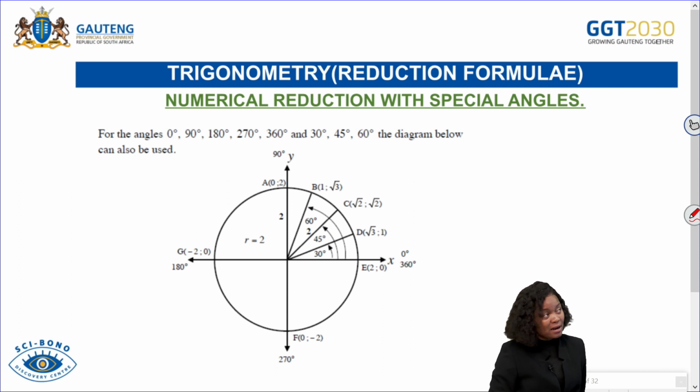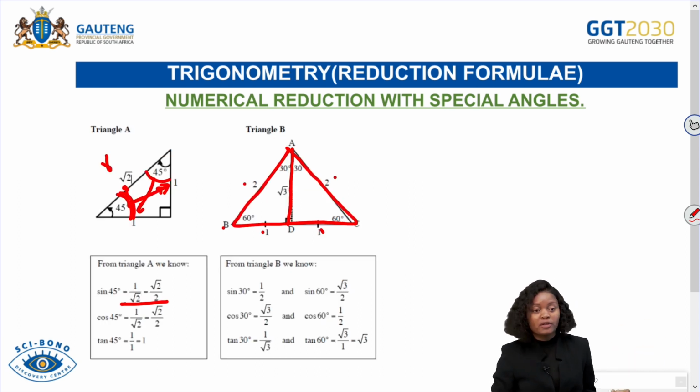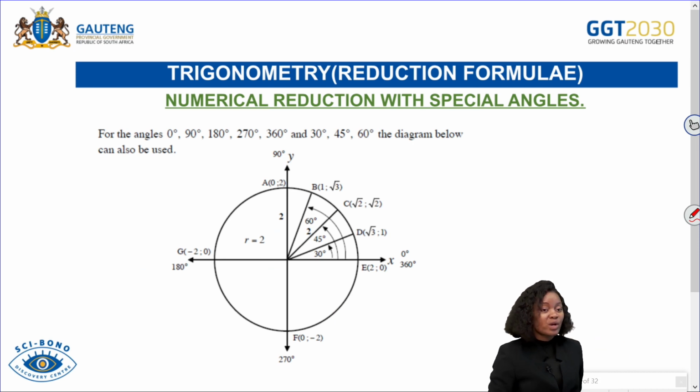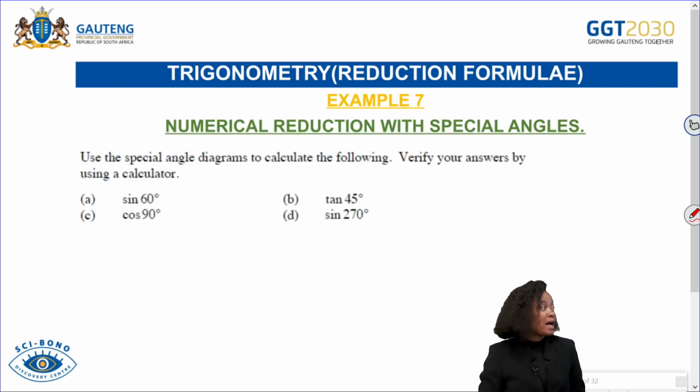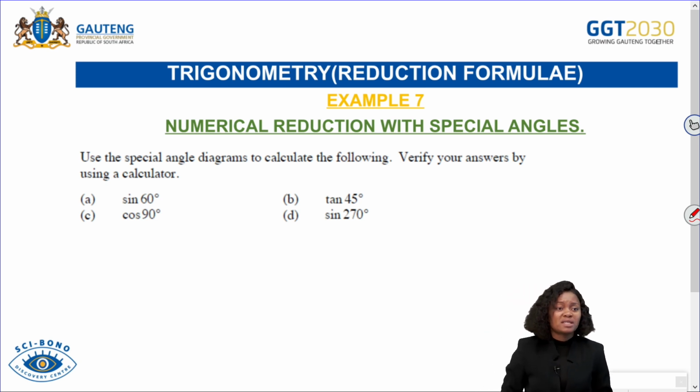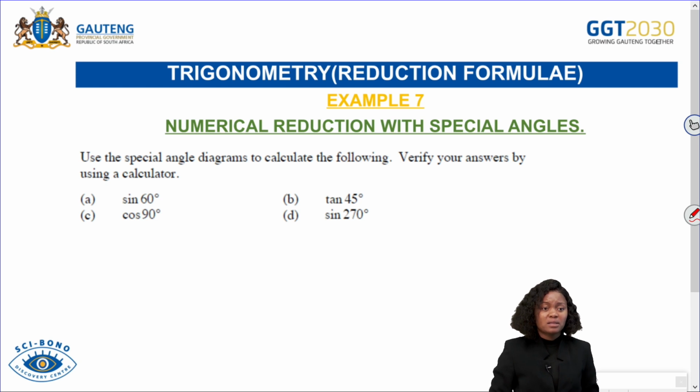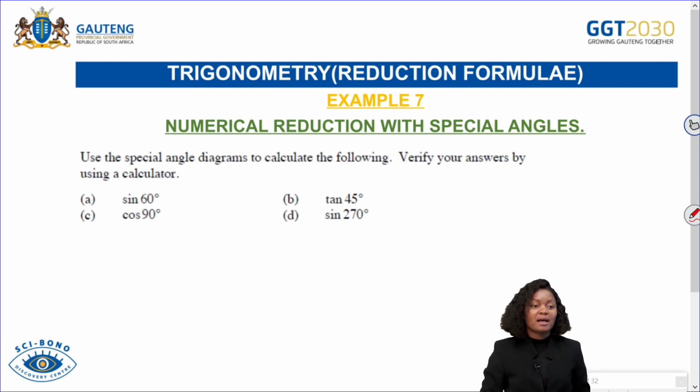So this diagram as well, you need to understand it, but we're still talking about the special angles. If you understand the triangles better, or if you understand this diagram better, it's still fine as long as we all get the same answers. So let's look at example 7, which says, use the special angle diagrams to calculate the following. Verify your answers by using a calculator.